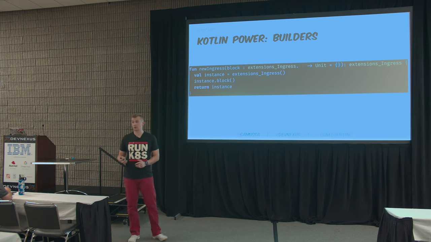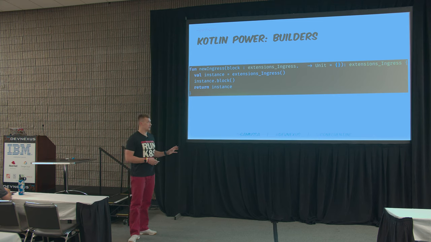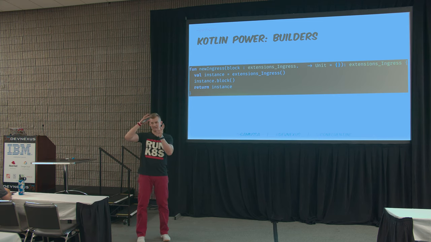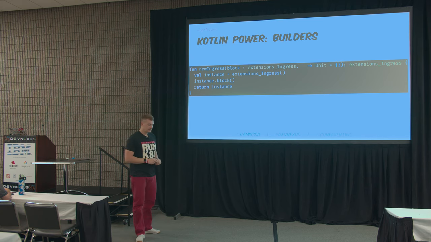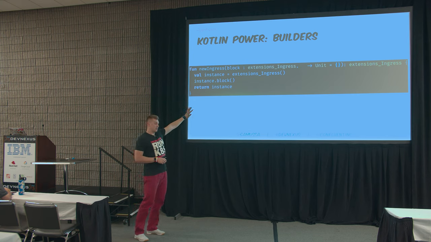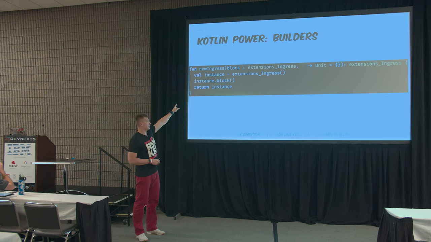What are we using from Kotlin? We're using builders, a very cool feature that Kotlin borrowed from Groovy. Builders allow us to build nice-looking blocks, so we can define a block that will be passed around, and we can use it. This is part of this ingress function that is also generated.